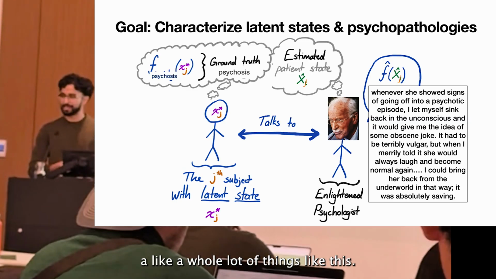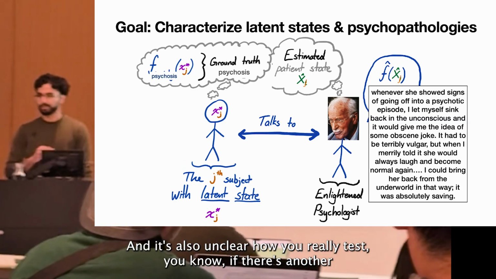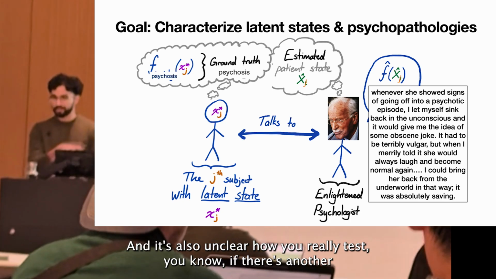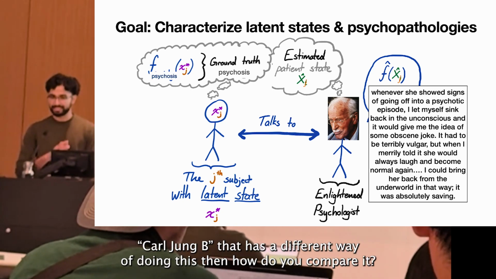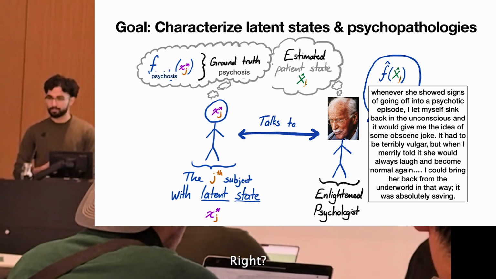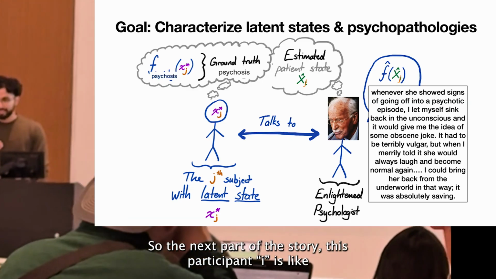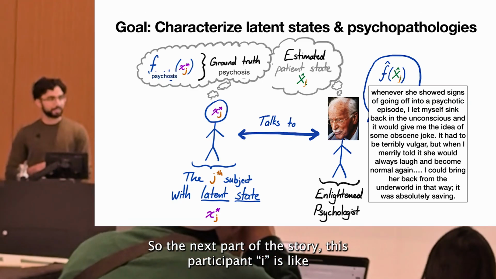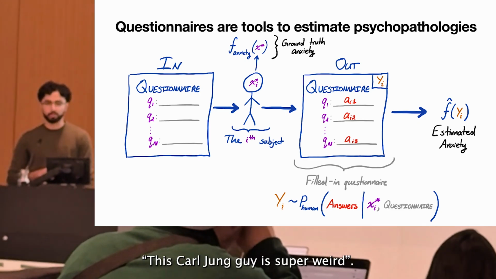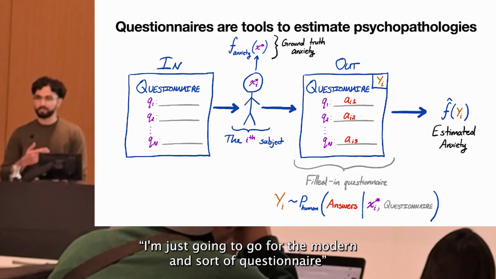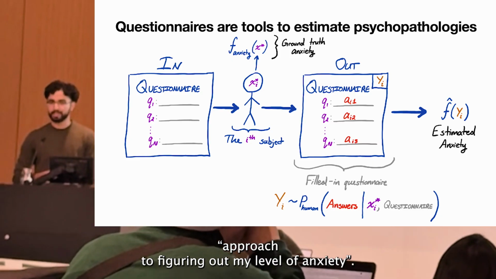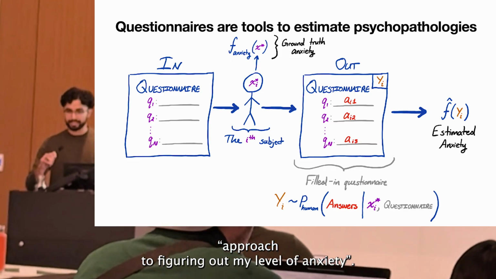It's like a whole lot of things went into this, and it's also unclear how you really test it. If there's another Carl Jung being that has a different way of doing this, then how do you compare them, right? It's very challenging mathematically. So the next part of the story, this participant is like, okay, this Carl Jung guy is super weird. I'm just going to go for the modern sort of questionnaire approach to figuring out my level of anxiety.